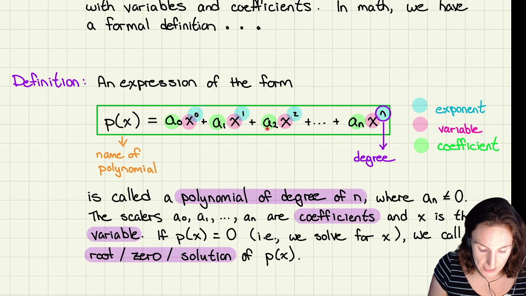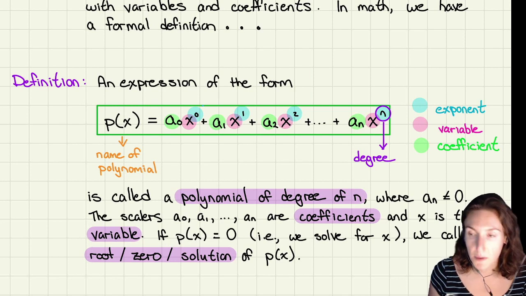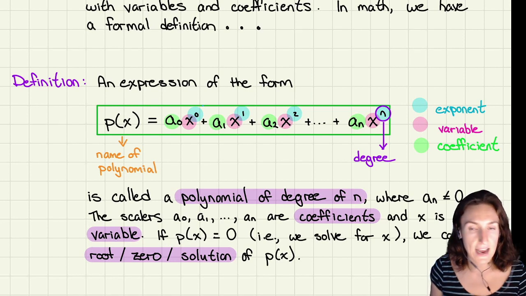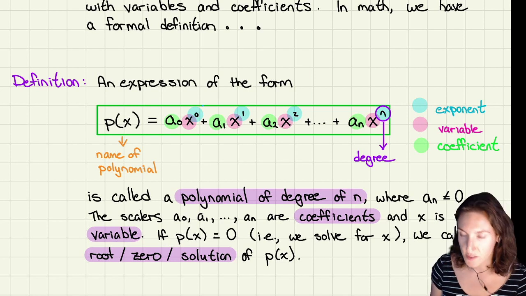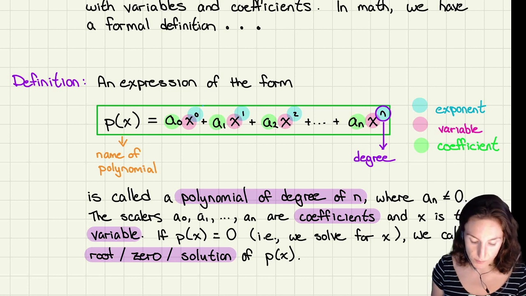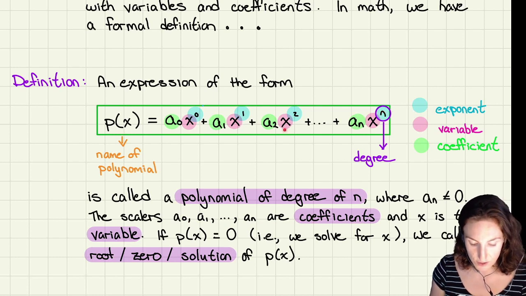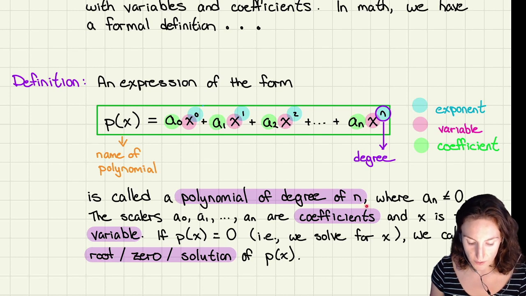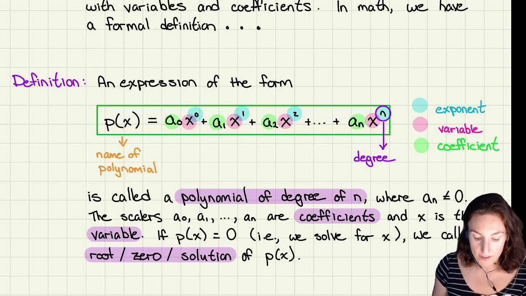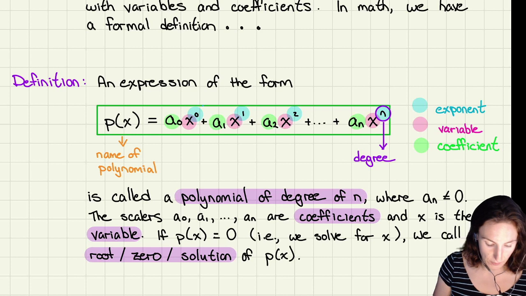Now, remember, these a's here are just representing some numbers, okay? 2, 3, a half, pi. They're constants or coefficients. Sometimes they're called scalars. We said that the largest exponent here is called the degree. So we would say this expression here is a polynomial of degree n. x is the variable, by the way. How do I know that? Because it's in the brackets here.